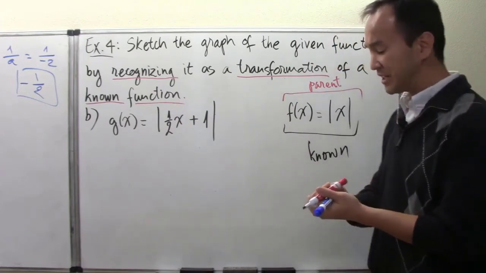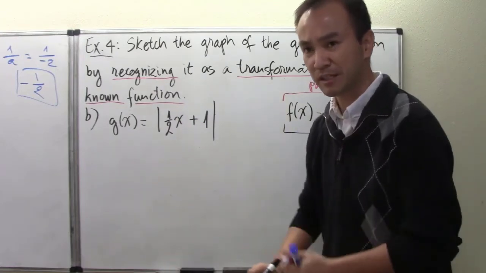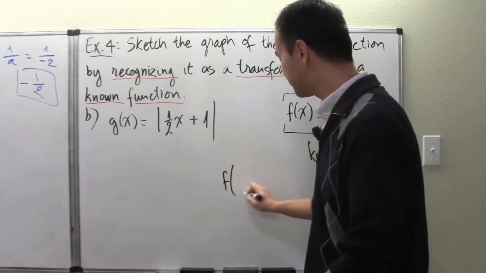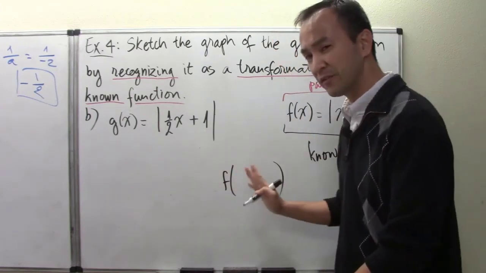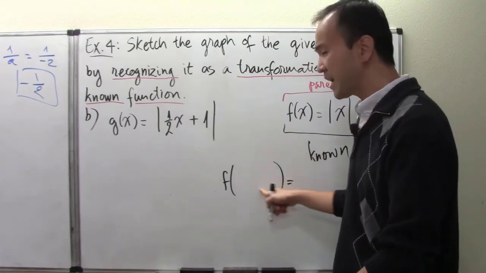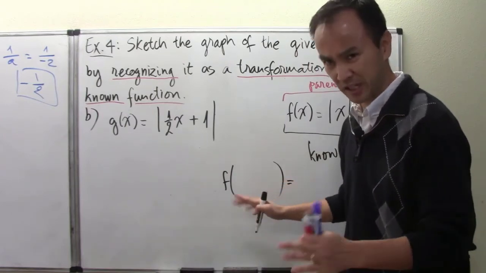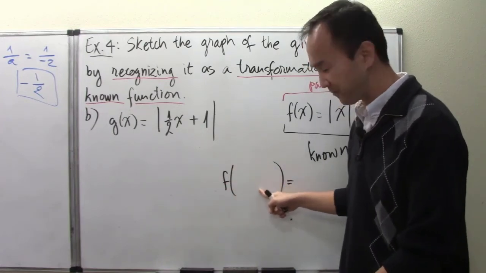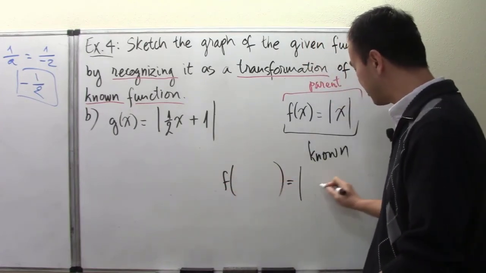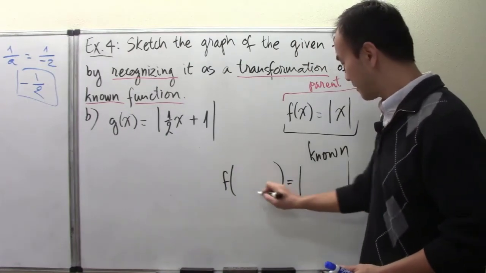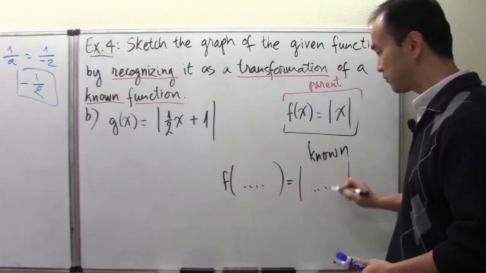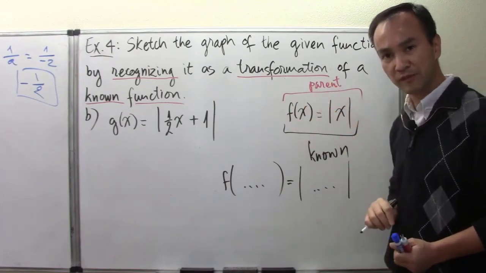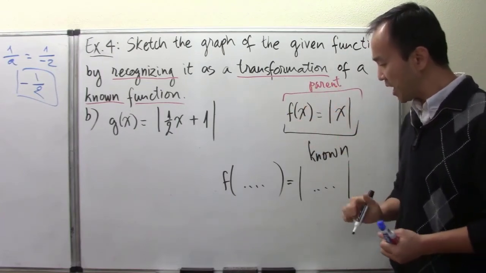Now I'm going to sketch down my thought process again. The rule of f says whatever input. That's why I'm leaving it empty here, because it's ready for any input. Whatever the input for f, the rule of f says we're going to take the absolute value. That's the rule for this absolute value function.